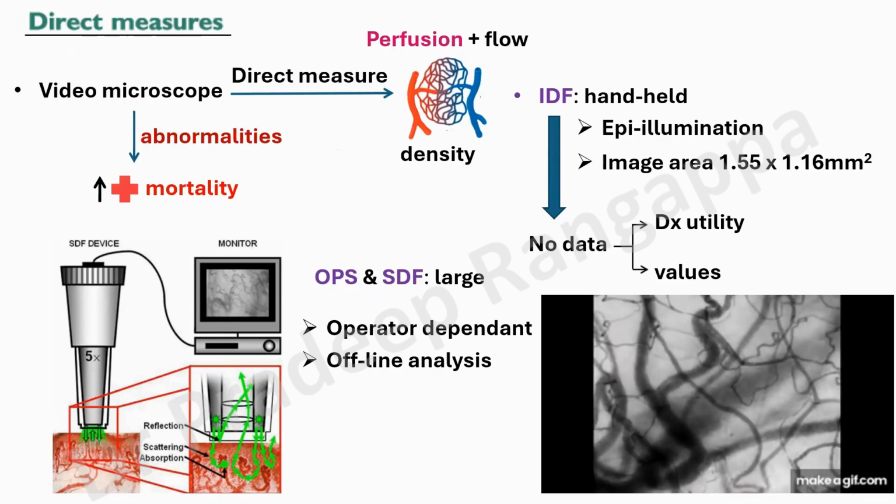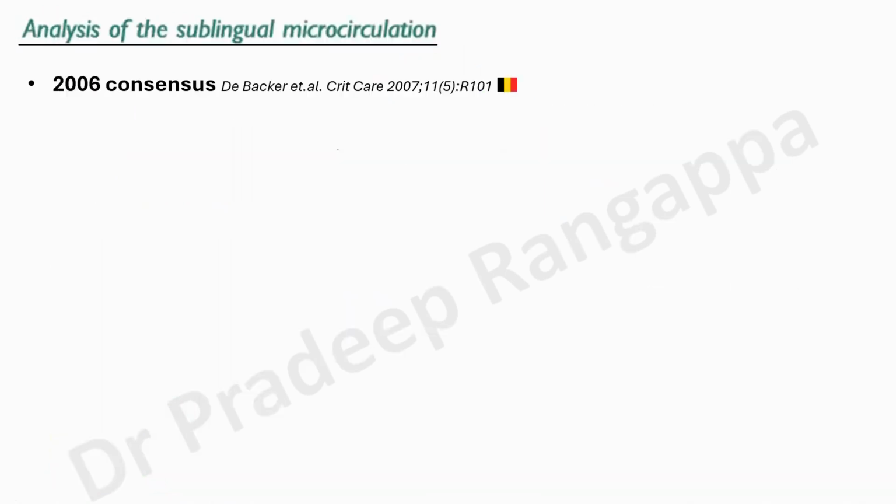There is an offline analysis, and when you put the probe and look into the microcirculation, I showed you in the first slide itself, they look something like this. You have some vessels which do not have great blood flow, which appear clogged. There are other blood vessels which are quite open with good blood flow. This is how orthogonal polarization spectral and side stream dark field show it.